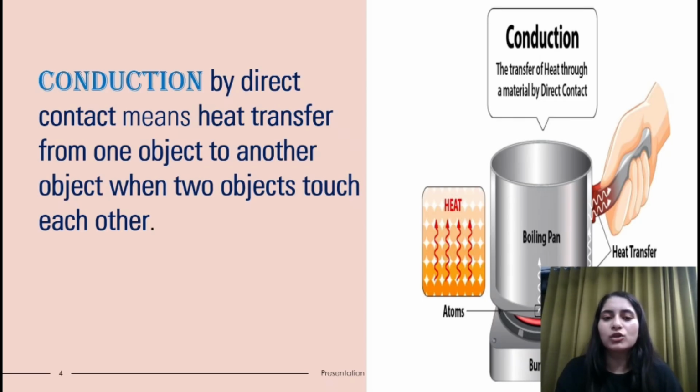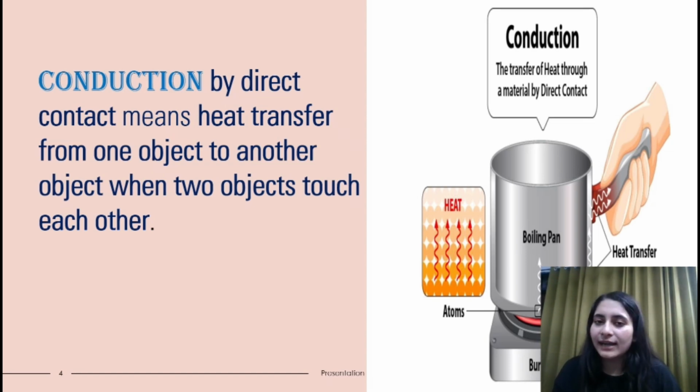Conduction is the process by which heat is transferred from one body to another body by direct contact. For instance, look at this illustration. This shows the process of conduction. This is a boiling pan, and suppose this is your hand and you touch the boiling pan directly. So heat is transferred from that boiling pan towards your hand. It emphasizes that your hand is a good conductor of heat as well as electricity.